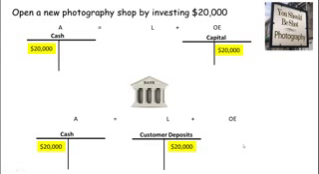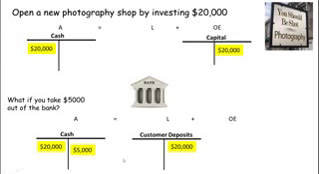Okay. So let's go a little bit further and see if we can make this illustration come full circle. What if you take $5,000 out of the bank? On the bank's books, here's what happens. They reduce their cash account by $5,000 and give you back the $5,000, and they also reduce their liability by $5,000. So now their obligation to you is only $15,000.